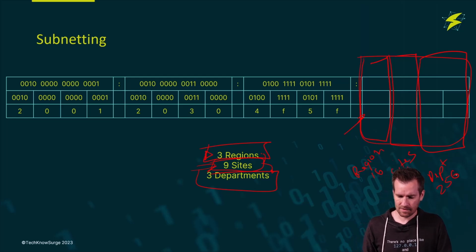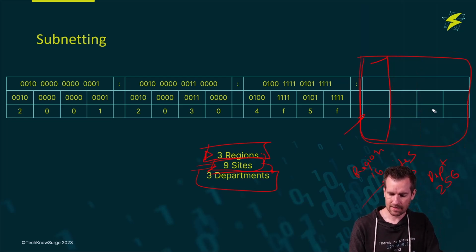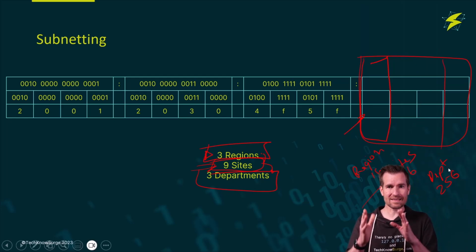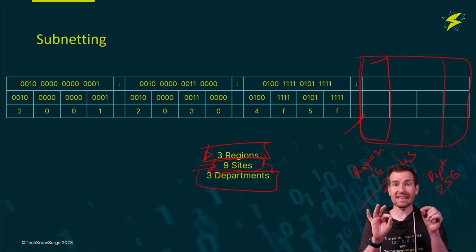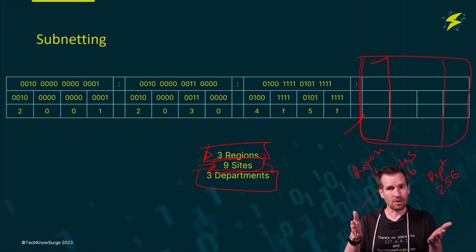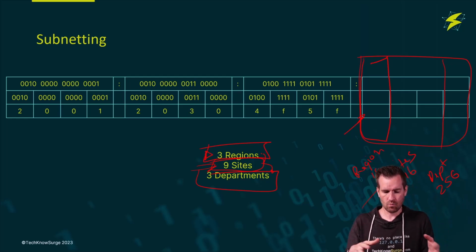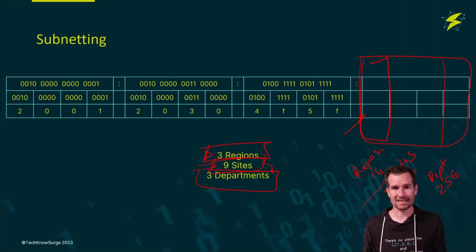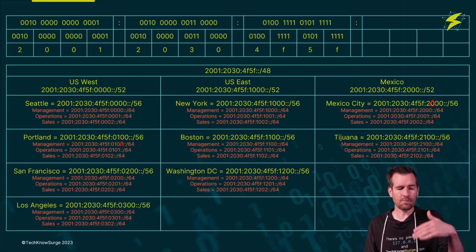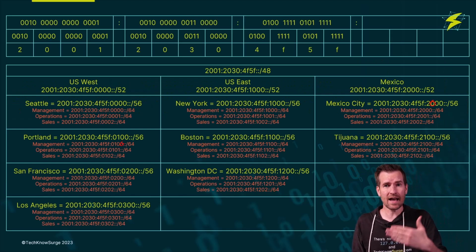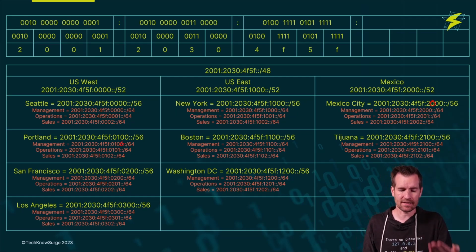Or let's say I determine that I want more sites per region, then maybe I could cut this over and split it up a little differently. So I've got some ways to organize this, but the key to this is you do it by nibble, and it makes life so much easier when you're doing the subnetting. It just really makes it real easy to break this out. So then I can start breaking this down into what are the IP addresses that I'm actually assigning.